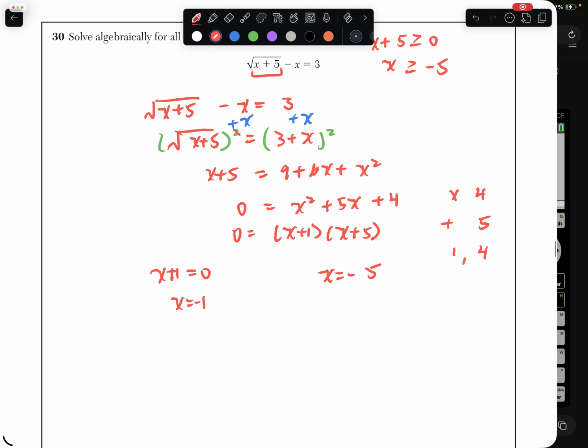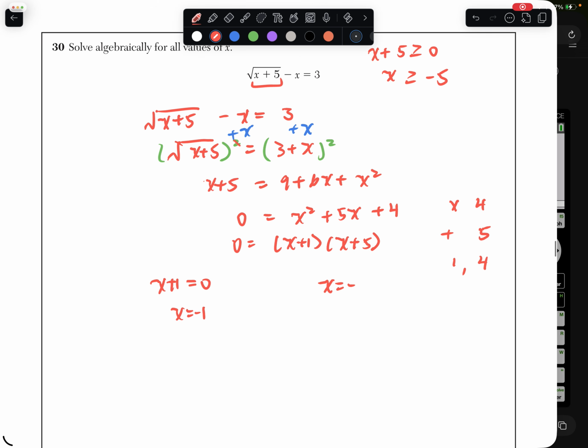And then we can plug in. Oh wait, no, this is not 5. This is minus 4. Wait, no. Shoot. 1 and plus 4.